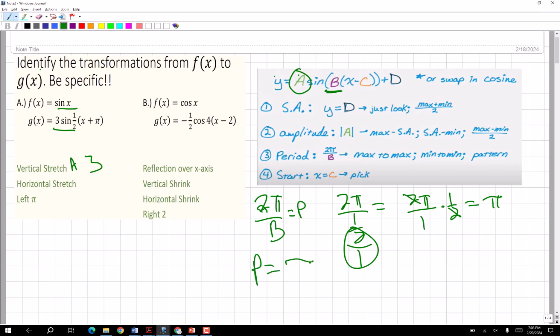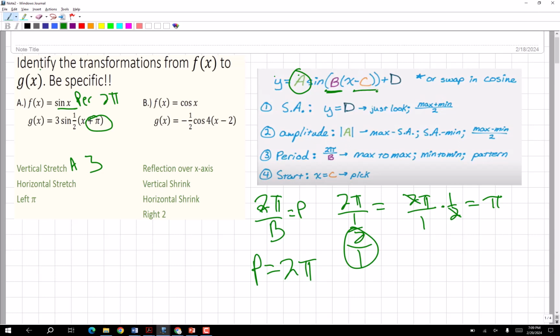Okay, so remember, your base period is, oh no, it's not pi, it's 2 pi. Your base period is 2 pi for the parent function. So this one has a period of 2 pi. This one, because it's half of that, right? Half of 2 pi is pi. Horizontal stretch, so it's going to be pi instead of 2 pi.